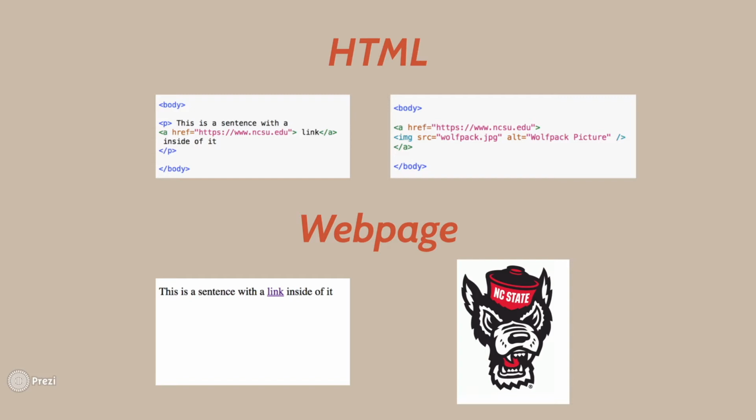On the right, we added a link to an image. The process is the same as before, except instead of having the anchor tags around text, we have them around the image tag we used before. This creates an image that takes you to the NCSU homepage when you click it.